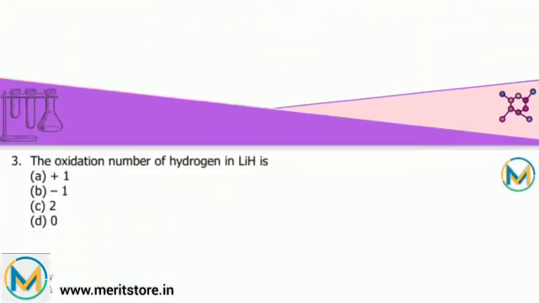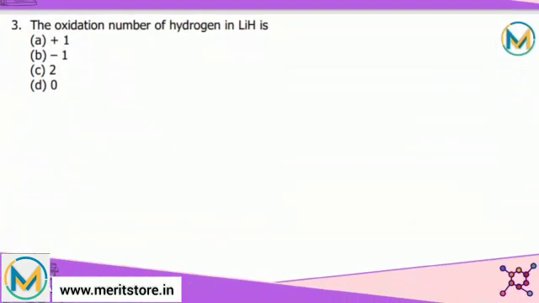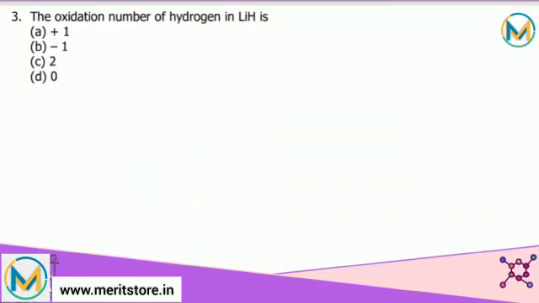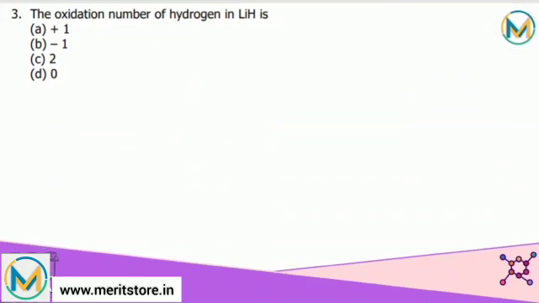Looking towards the next question, the oxidation number of hydrogen in LiH is. We know that since lithium is a metal and belongs to group 1, it has a fixed oxidation state of +1. So to balance, hydrogen should be -1. So the correct answer for this question is option B, that is -1.